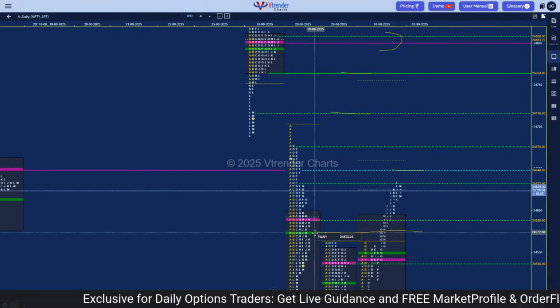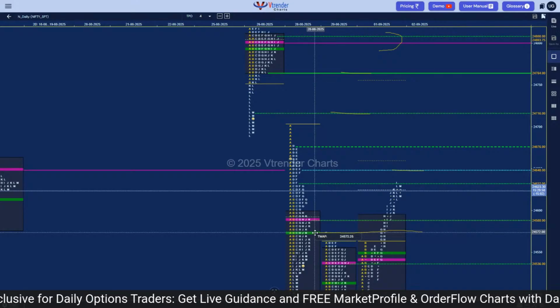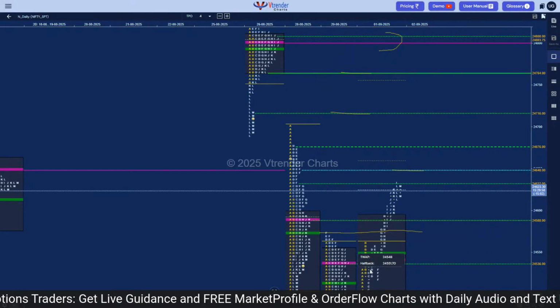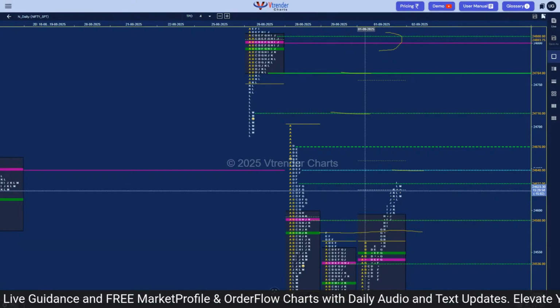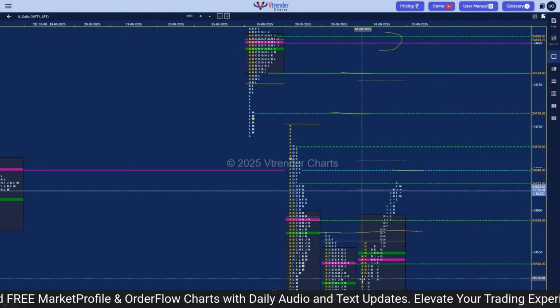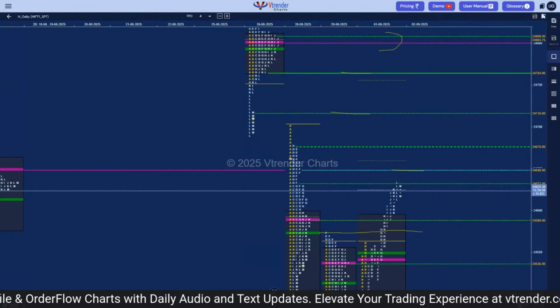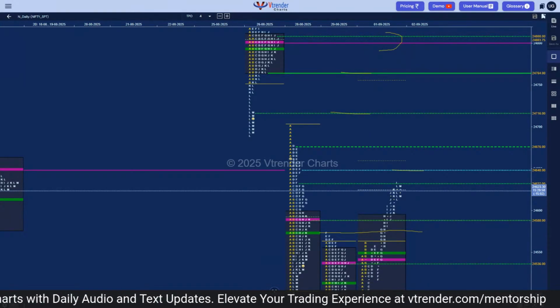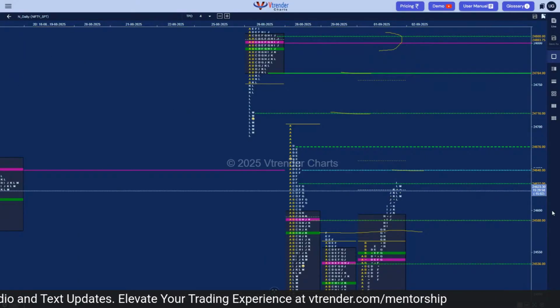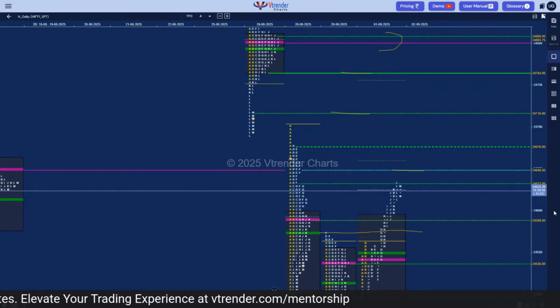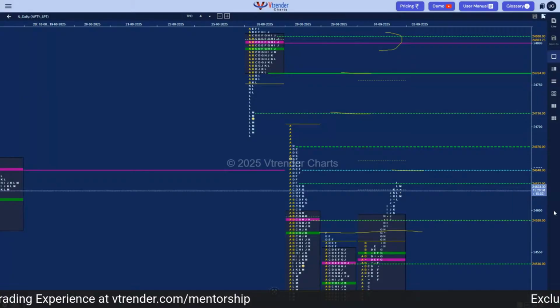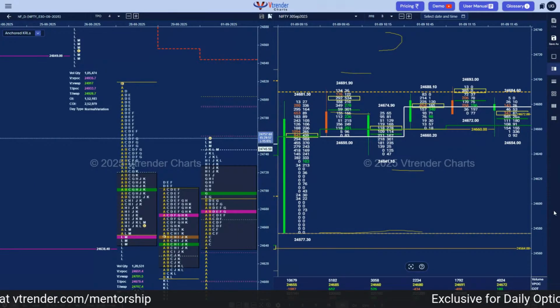If we break below this 24572, then we are no longer bullish, and then we will look for a test of today's buying tail. And if we break that, then we're looking for more downside in the coming sessions. So this is how we are placed in Nifty. Let's now move on to the futures.